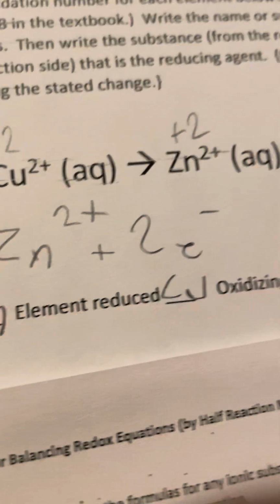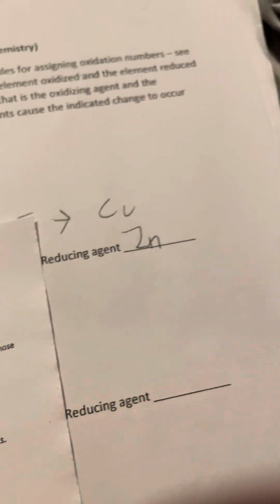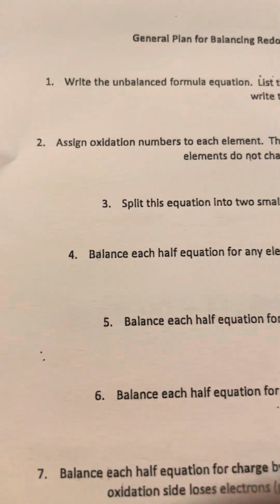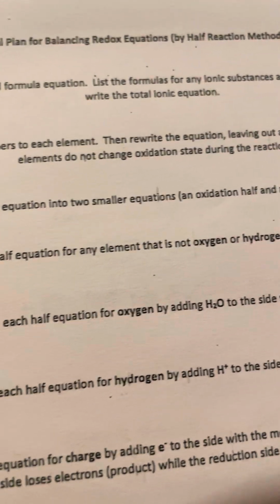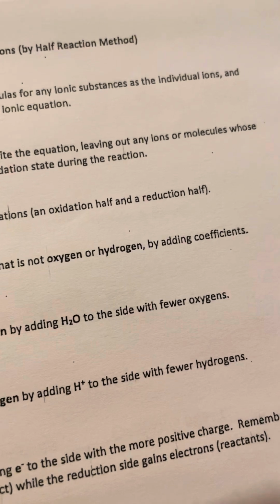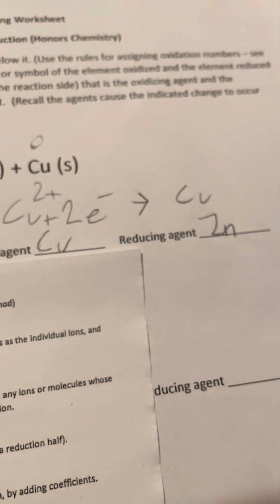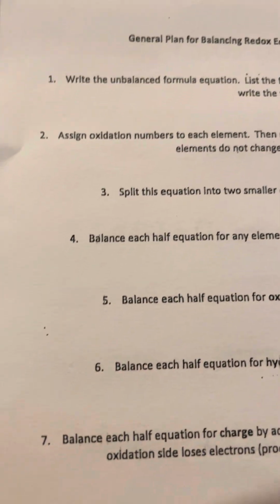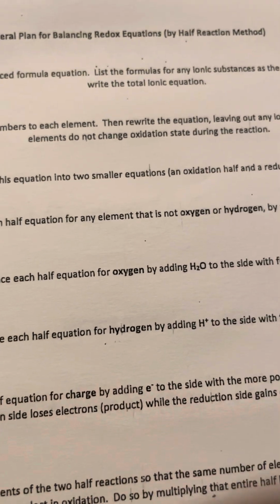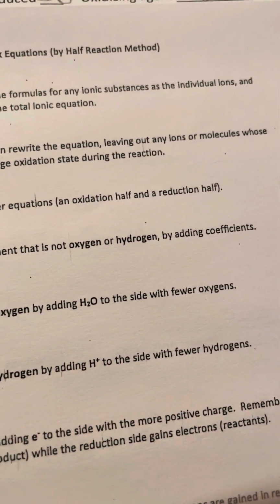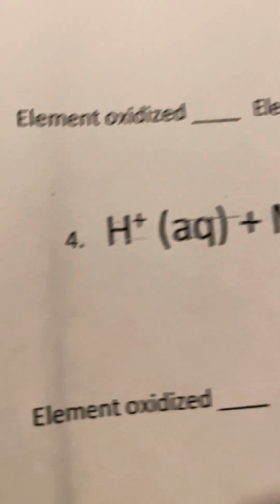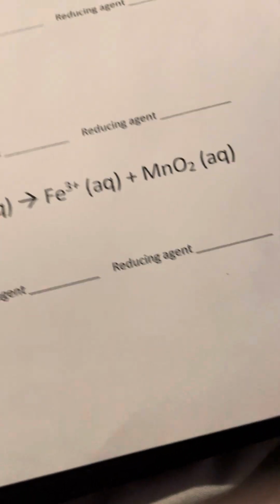Split the equation into 2 smaller equations, an oxidation and reduction half. Balance each half equation for any element that's not oxygen or hydrogen by adding coefficients. We did not need to do that for this one. Balance each half equation for oxygen by adding H2O to the side with fewer oxygens. So I'm guessing that's what this H is doing here for this question, the fourth one, that's for balancing somehow.